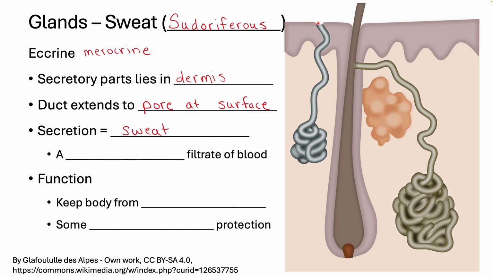Sweat is going to be a filtrate of blood, so your blood is going to filter out certain substances and thus be hypotonic. So hypo meaning less, tonic referring to the solute, has less solute, more solvent compared to your blood. The function of the sweat glands primarily is to prevent overheating. So you sweat, and as the sweat evaporates, that helps to cool off the body.